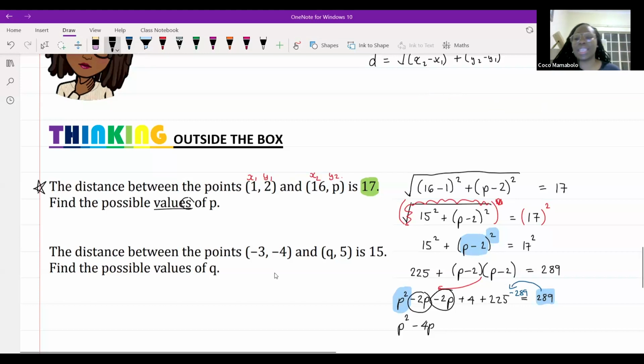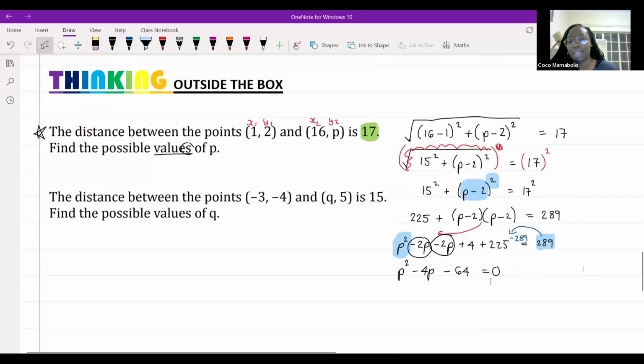Okay, Wikanya says it's negative 64. I'm going to take your word for it. Minus 64 is equal to 0. What would be my next step from here, guys? Can we check again? 229 minus 289. Oh, don't forget plus 4. 4 plus 225, negative 60. There we go. Yeah, it should be negative 60.